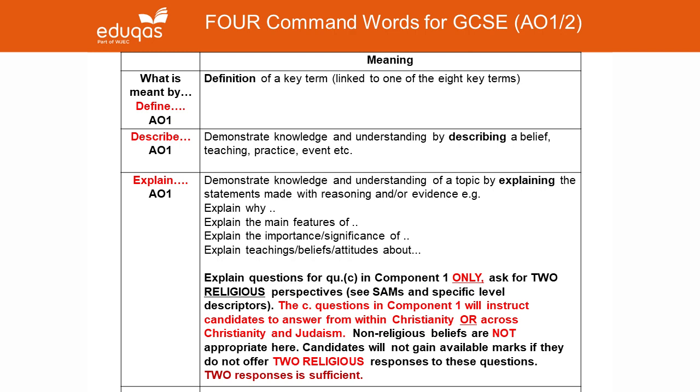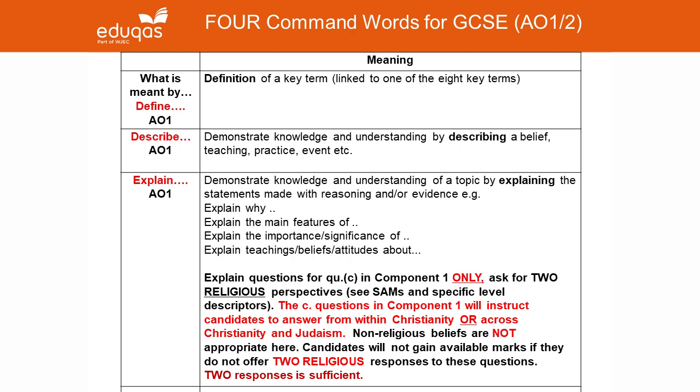A questions will always ask what a key concept means. There are 8 key concepts for each of the 2 themes of Component 1, 8 key concepts for each of the 2 themes of Component 2, and 8 key concepts for Judaism, Component 3. Components 1 and 2A questions will ask, what do Catholics mean by? Component 3A questions will be religion specific and ask, what do Jews mean by?